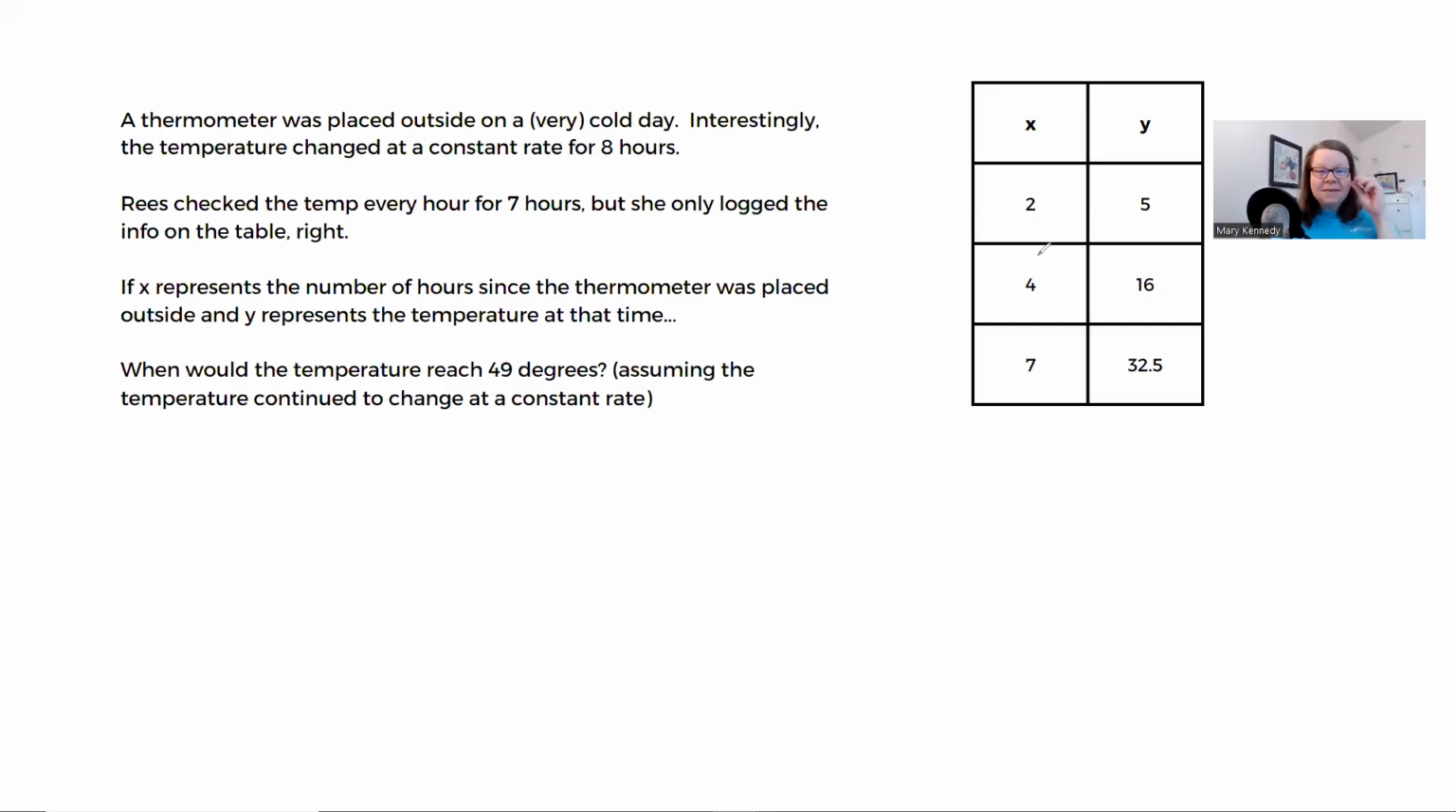Hey guys, let's take a look at a question that takes this linear function stuff and raises it to the next level. So let's make sure that we're figuring out how to figure this stuff out. So we'll jump in. We have this little situation. It says there's a thermometer that was placed outside on a very cold day.